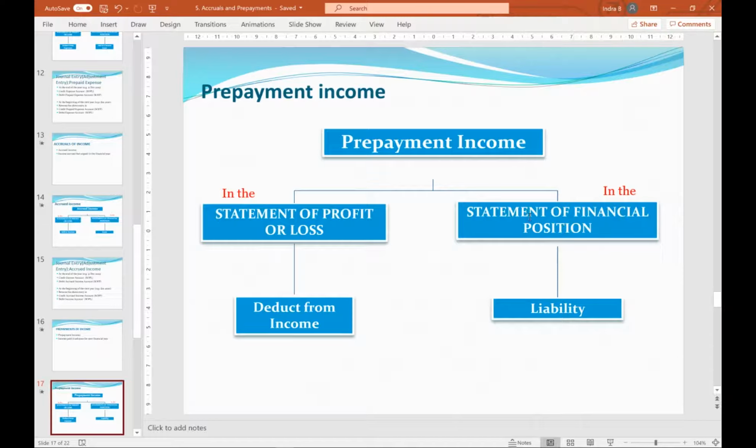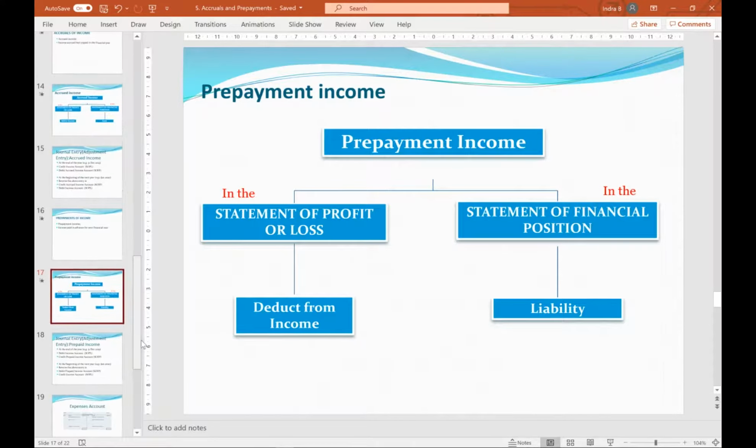So we say prepayment of expense is an asset, while prepayment of income is a liability. When we pay the expense in advance, it is our money. We paid in advance, so it is an asset.